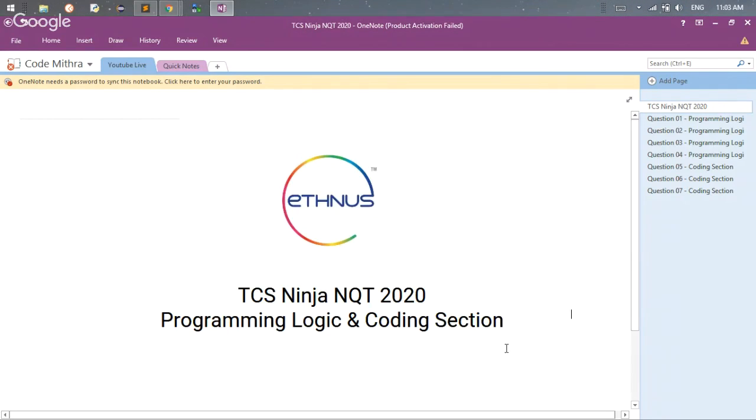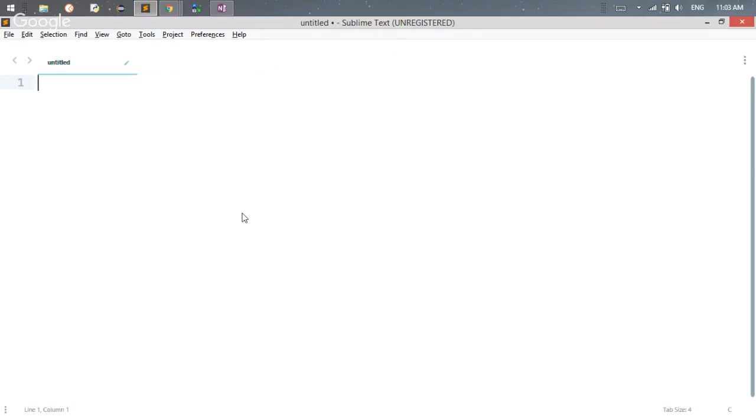Okay, multiple choice questions. Now, in the multiple choice questions, let's understand what kind of questions TCS might ask. The first category of questions will be like: predict the output for the given code. They are going to give you code, mostly based on C or Java, and then they'll ask you to predict the output. Okay.